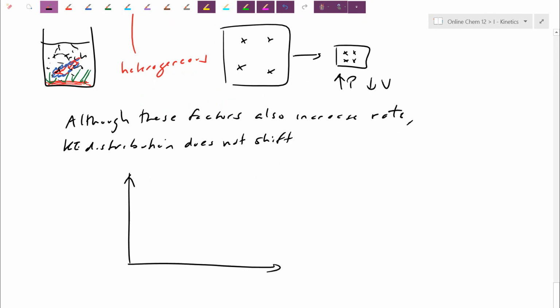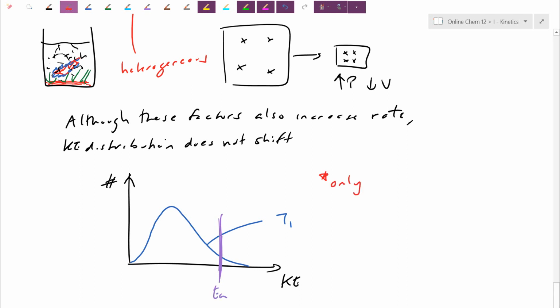We start off with this KE distribution. We're plotting the number of particles against the kinetic energy. We are at some constant temperature, right? So let's say this is T1. We knew there was some activation barrier, right? This is EA like this. You can make a note to yourself, only temperature can shift the curve, right? Either shift it one way, more particles, or the other way for colder temperature.